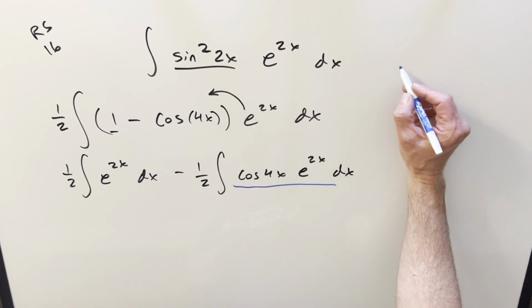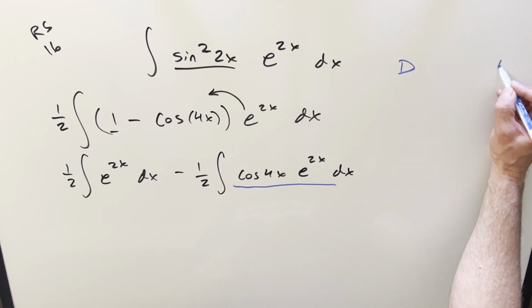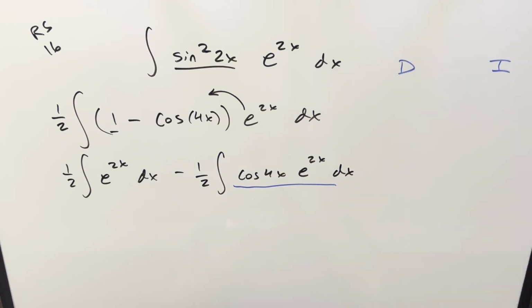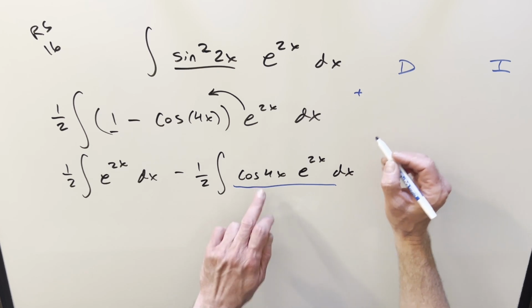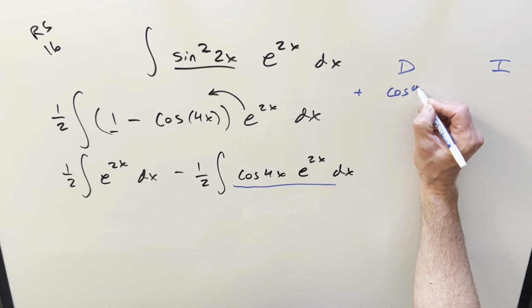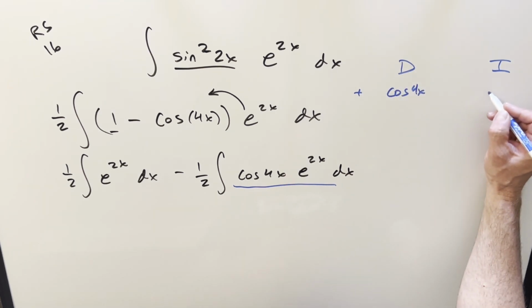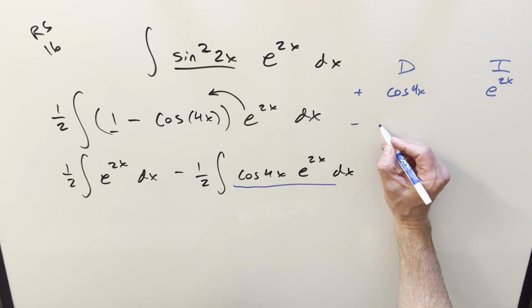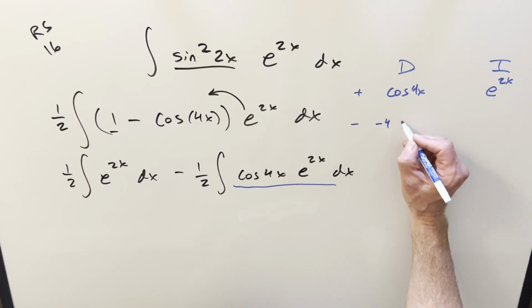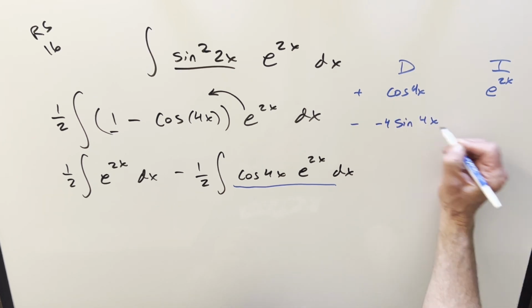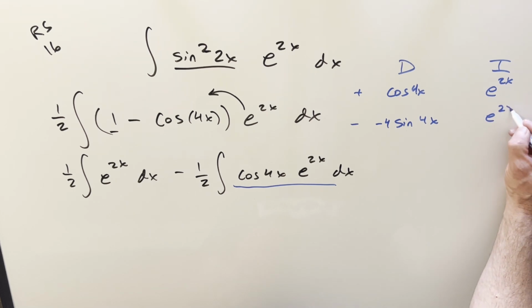Let me see if I can squeeze in a DI table in this region over here maybe. I think you could do this either way, but I'll choose to differentiate cosine 4x and integrate e2x. Derivative of cosine 4x is going to be minus 4 sine 4x. This is going to be integrating over here, we'll get e2x over 2.